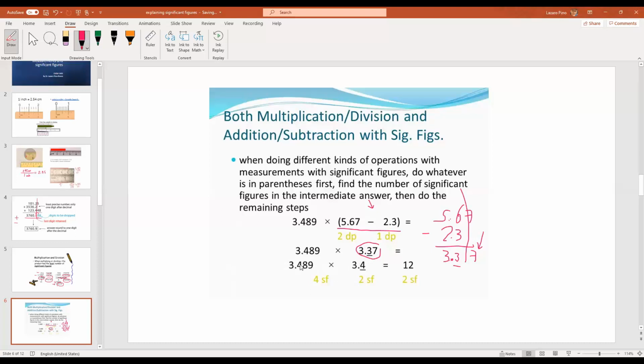Then you multiply and you get your answer as follows. You multiply by 3.489 and you will have 12, because the resulting number is supposed to have only 2 significant figures. This number has 2 significant figures. This has 4. Then you take the number with the least significant figures in a multiplication or in a division.